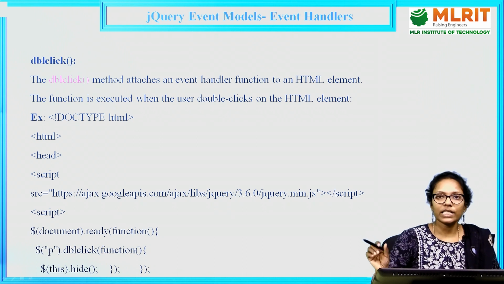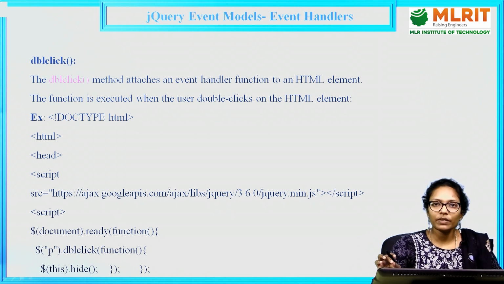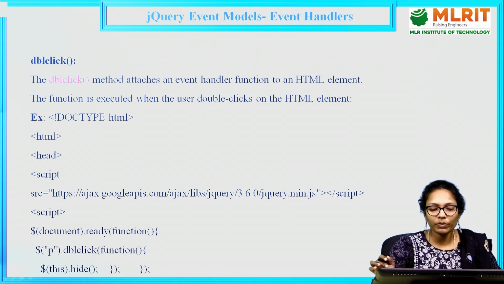So next is double click. The same thing, but here we are using double click. Previously, whenever you click on that paragraph, it is hiding. But now you need to click double times. I mean, you need to click twice on that paragraph, then it will be hidden.